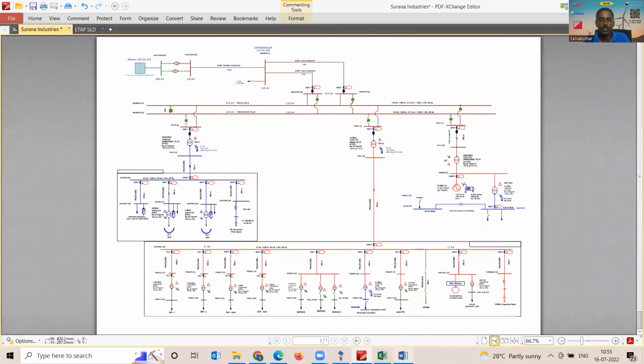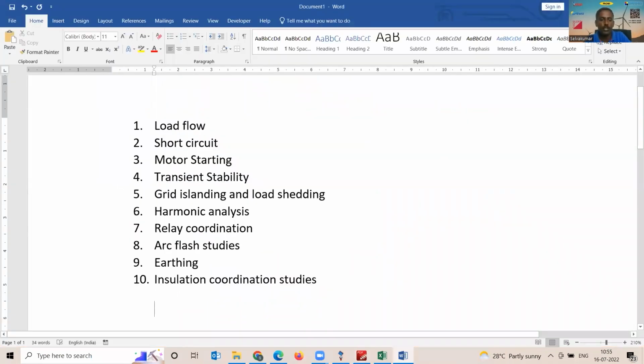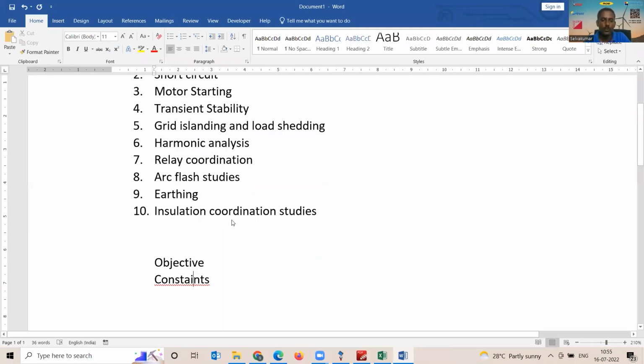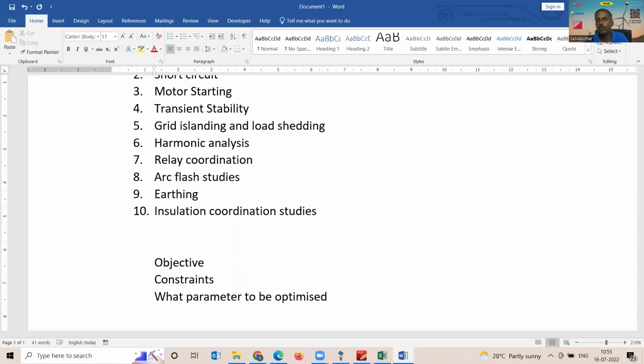So before doing any study, ask yourself a question: what's the objective of the study? What are the constraints? And the last one, what parameter is to be optimized? If you ask all these three questions, and if you have a crystal clear answer for all these three questions, then our task is quite simple.